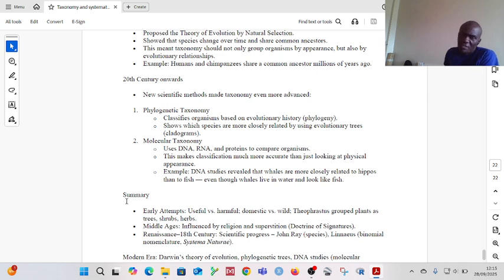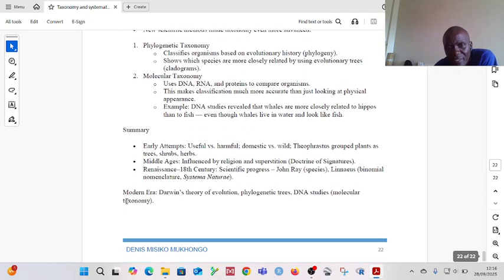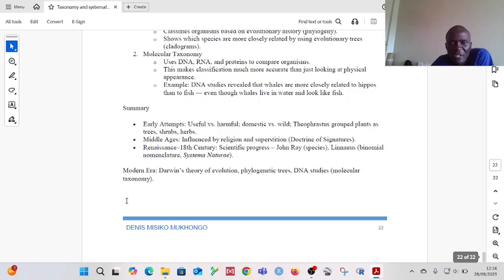The example we give here is that through DNA studies, whales are more closely related to hippos than to fish. Lakini ukiangalia a whale na uangalie samaki, just by appearance, you might think whales and fish are more closely related, but that's not the point. So in essence, in the modern era, Darwin's theory of evolution, phylogenetic trees, and DNA studies, they've really revolutionized how we look at taxonomy.